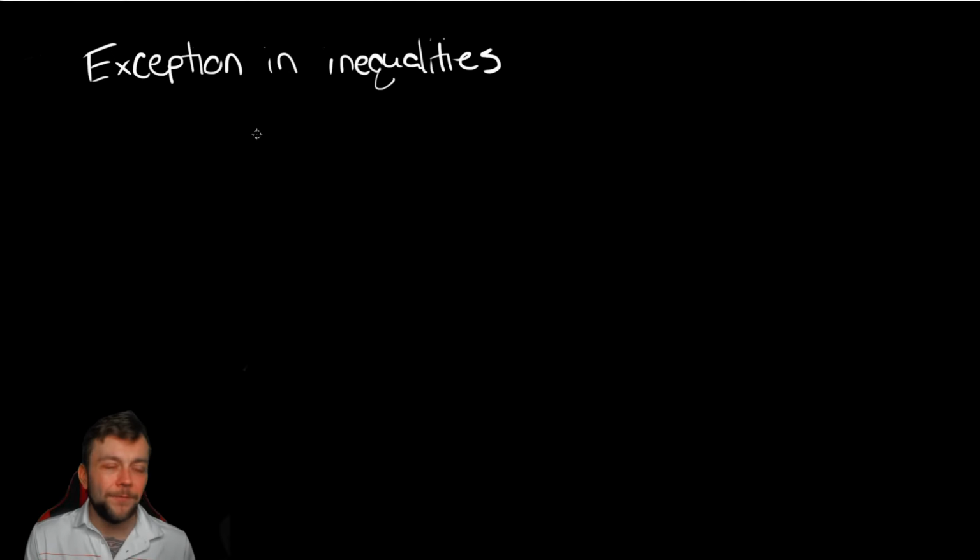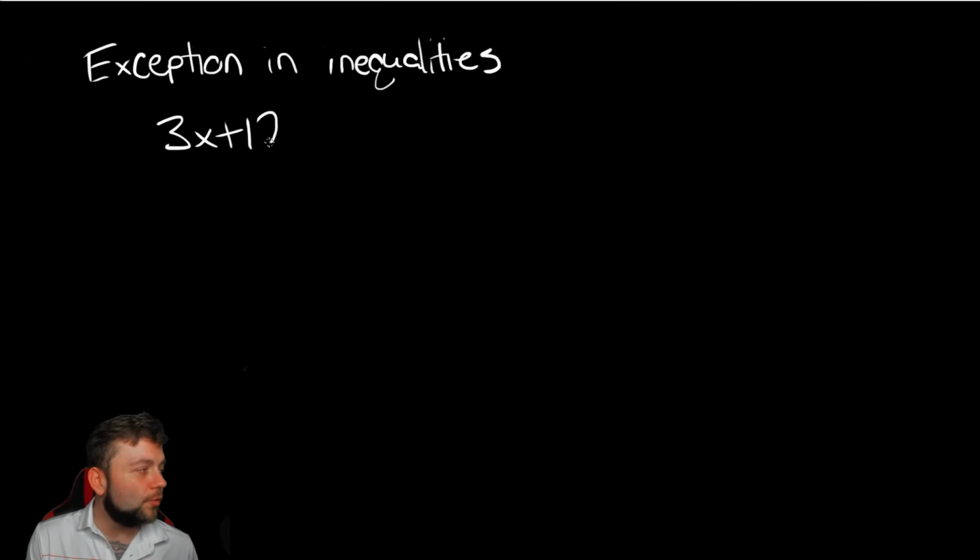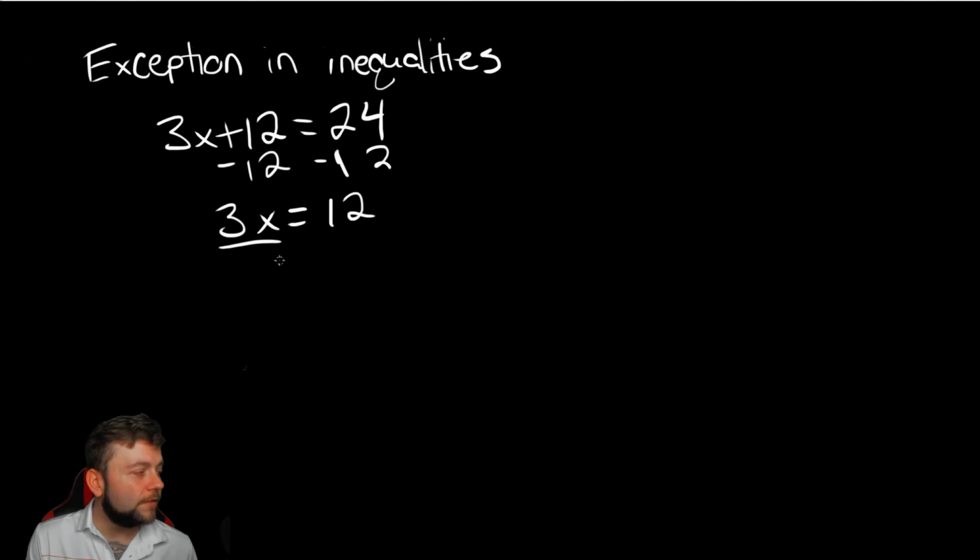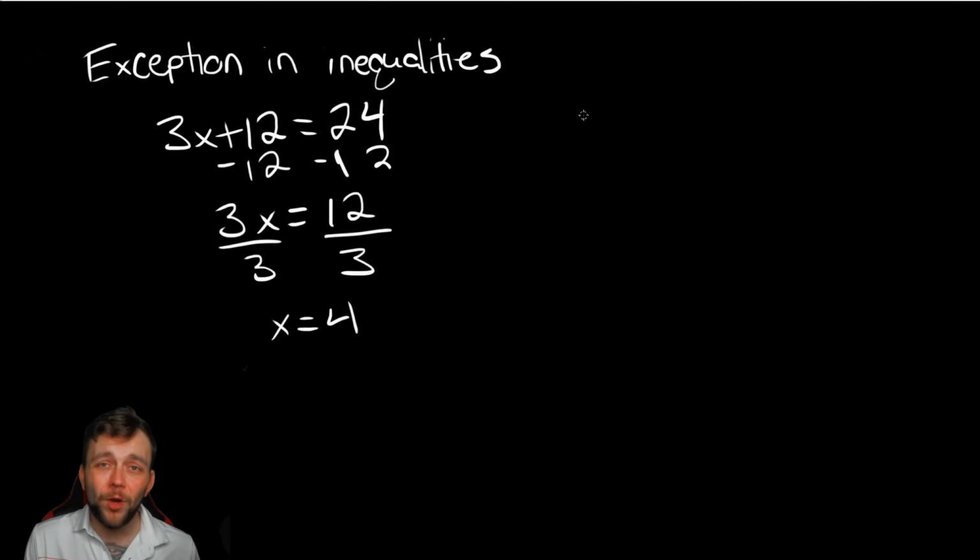Okay, and so in any regular equation, so like 3x plus 12 equals 24, you just do everything normal. You subtract from both sides the 12, leaving you with 3x equals 12. And then you would divide both sides by 3, leaving you with x equals 4. But what if we have a negative sign in inequalities?